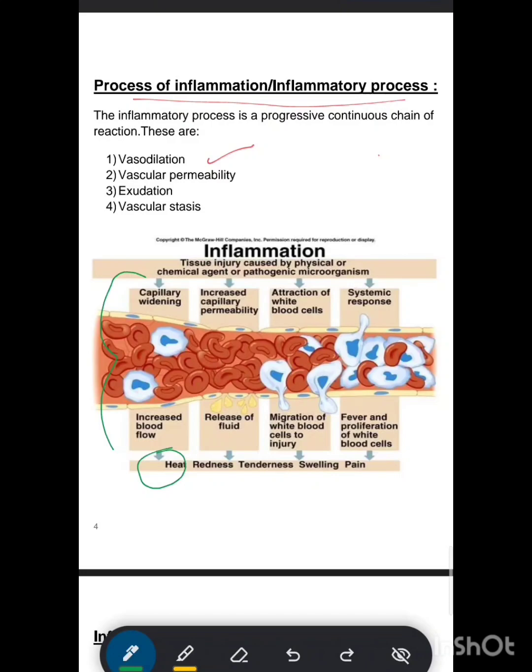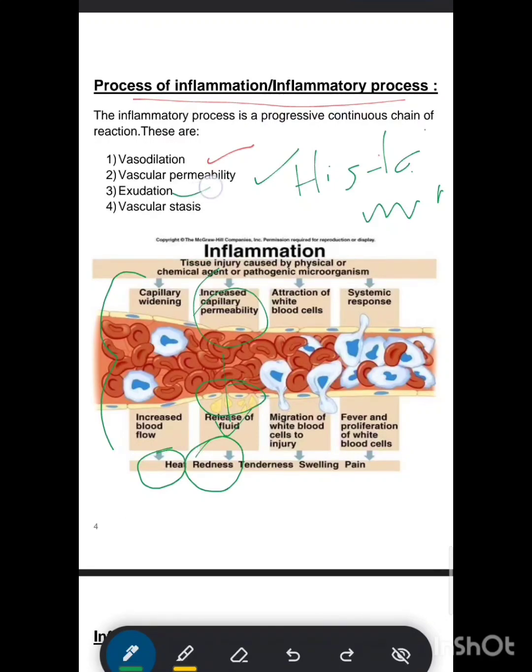After vasodilation, vascular permeability increases. Why does permeability increase? Because of some chemical mediators like histamine, which is secreted from granulocytes immediately after the cell is injured. As vessel permeability increases, fluid from the vessels can easily pass to outside the vessels. As a result, redness occurs.